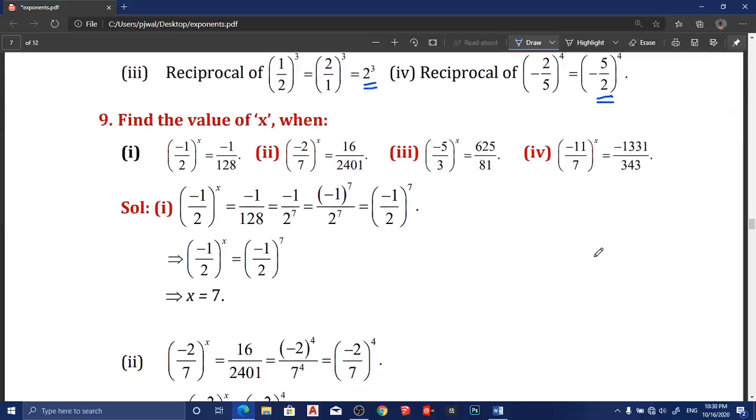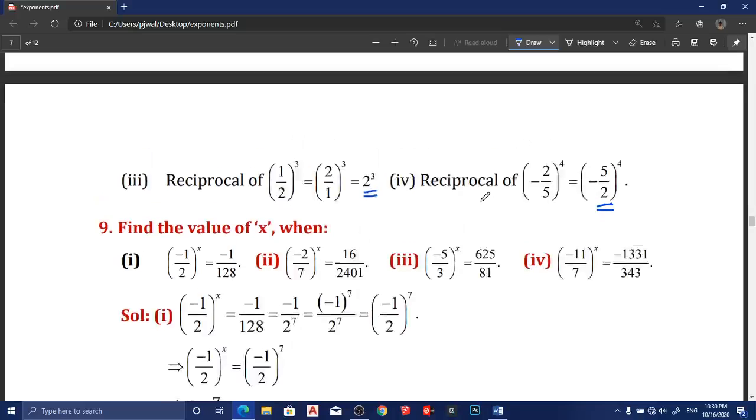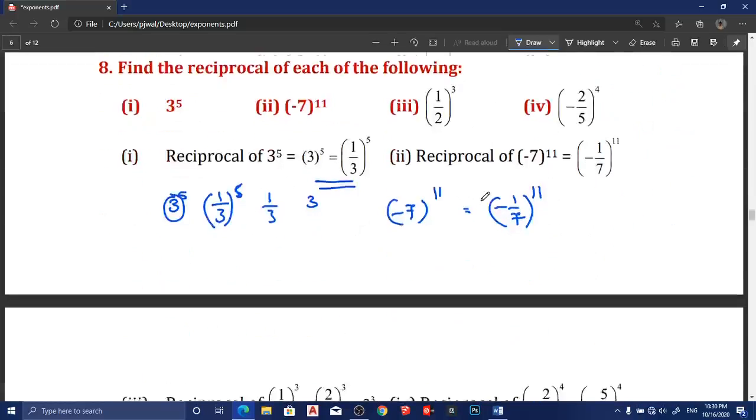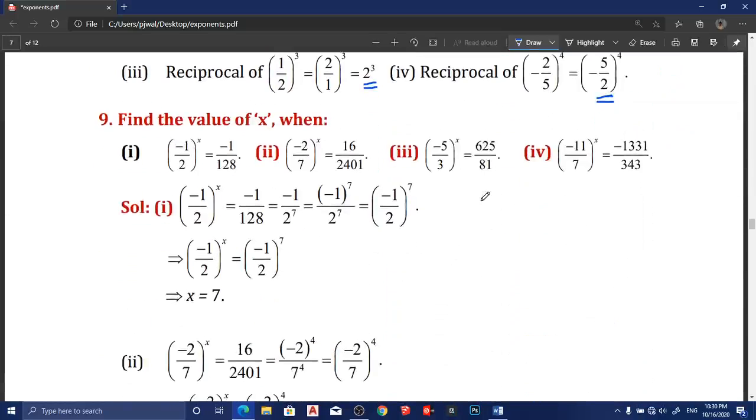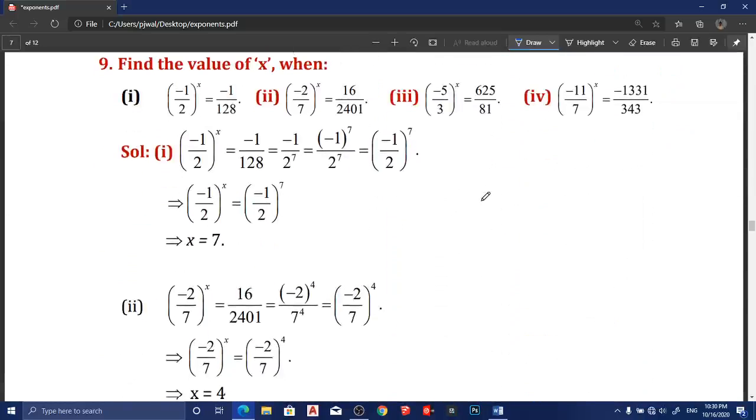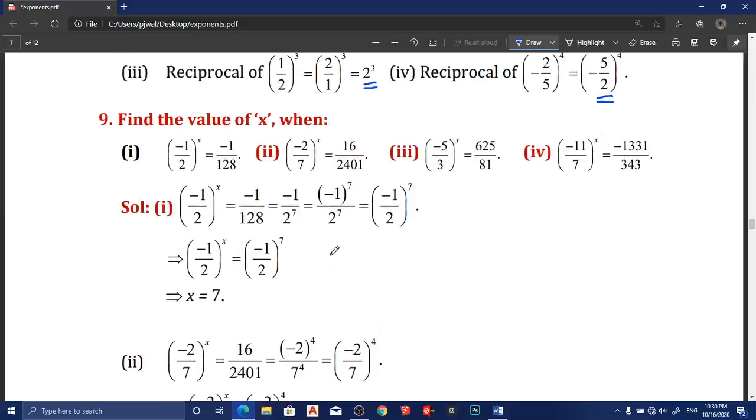Okay. Next, find the value of x when. So this is one more problem like the previous one. But here you have to find out the factors of numerators and denominators like this. So simply you can observe this first one. This is minus 1 by 2 raised to the power of x is equal to minus 1 by 128.